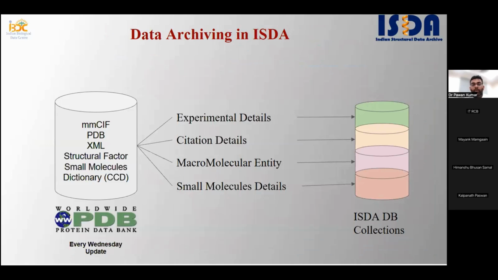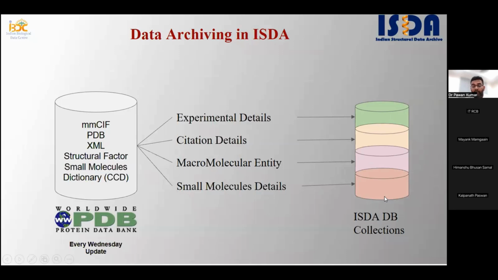So just an overview of how we are archiving this data in the ISDA. On a weekly basis, we get all the latest update information in the form of mmCIF file format, PDB file format, XML file format, and a small molecular dictionary, that is the CCD format, to extract different level information like experimental detail information, citation detail information, macromolecular entity information, as well as small molecular entity information. All this information we weekly update from the wwPDB in our ISDA database collections.